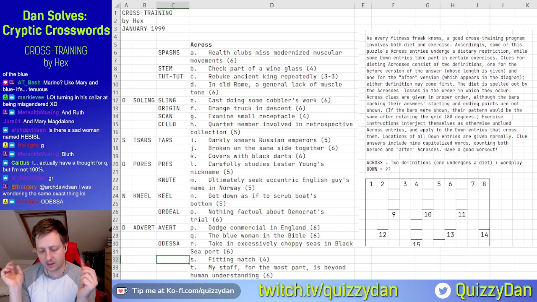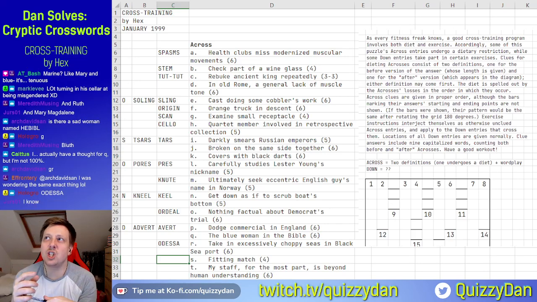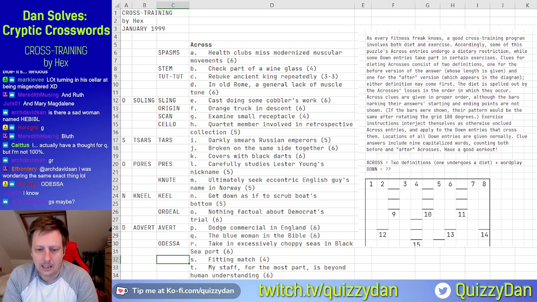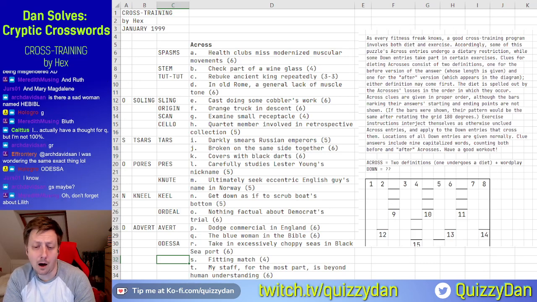Fitting match. This feels like a double definition, and there's going to be one letter difference. Fitting is apt. Match is wrapped. Papped, capped, dapped, lapped, mapped. Just has got it. I feel like fitting must be apt. Match. Match is pair. So can it be par?